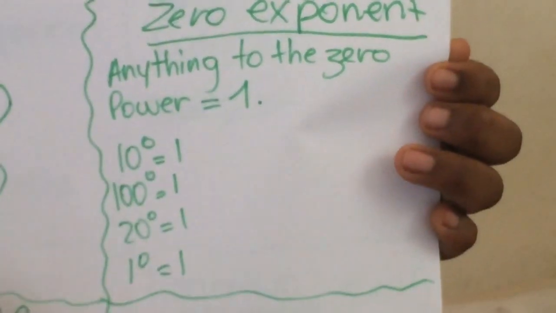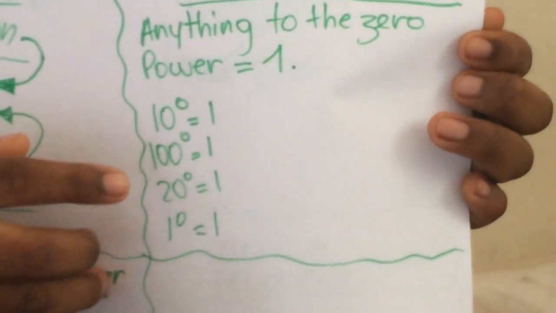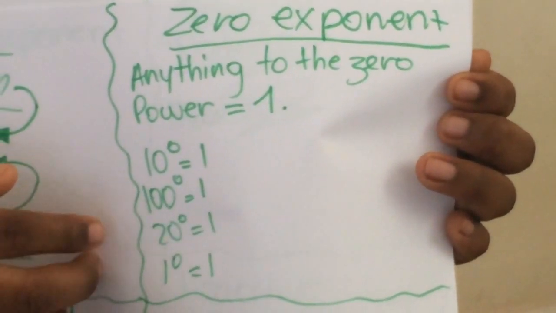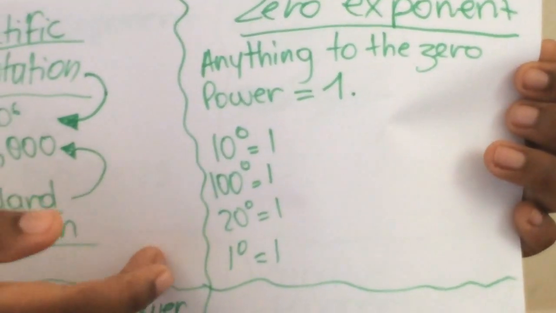Zero exponent is basically anything to the 0 power equals 1. An example is 10 to the 0 power is 1, 100 to the 0 power is 1, 20 to the 0 power is 1, 1 to the 0 power is 1.